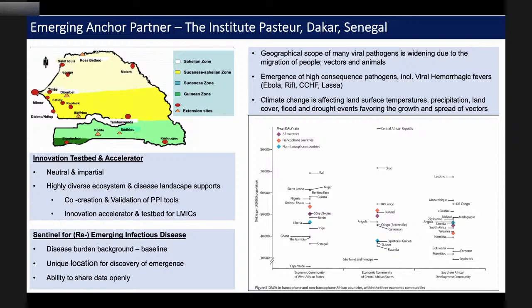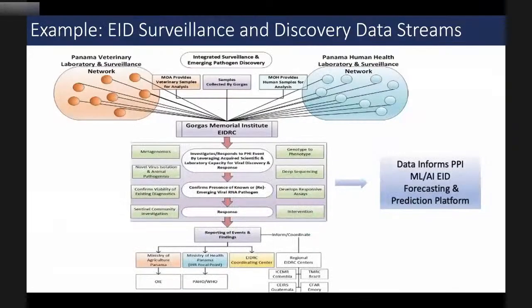But again, testing a systems model in a Gorgas setting versus an anchor like Pasteur is very, very different. And so when we build these systems out, we need to have relevancy, because that's the only way we maintain fit for purpose and sustainability.